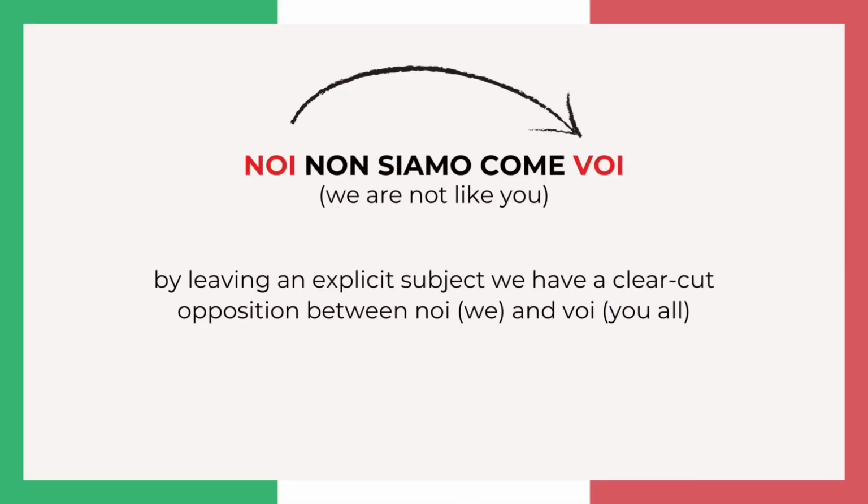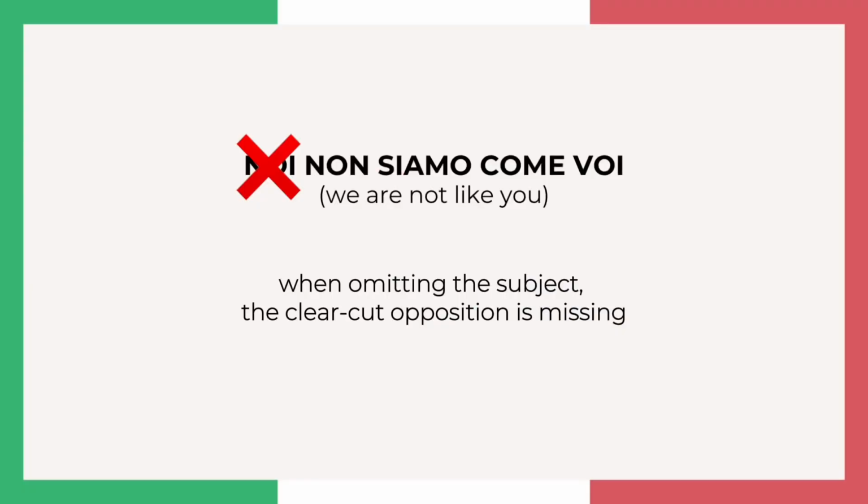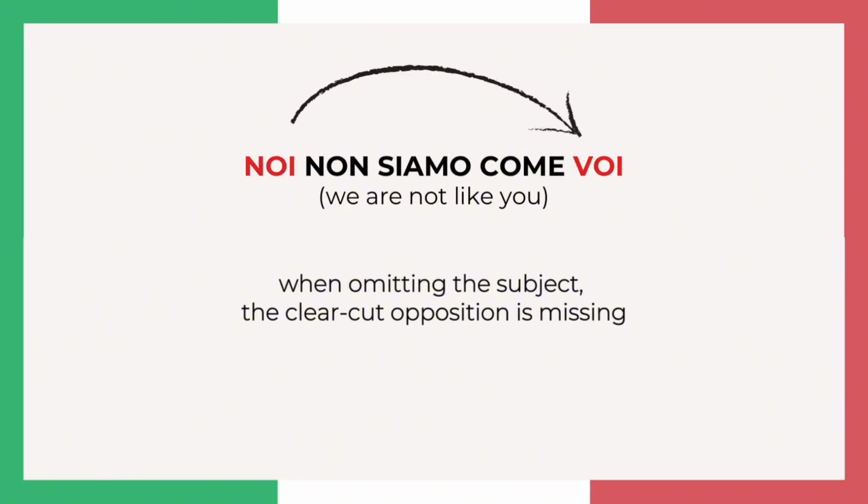We only keep the subject pronoun to convey emphasis. For example, noi non siamo come voi. We are not like you. With the explicit subject, we have a clear-cut opposition between noi, we, and voi, you. Of course, I could also say non siamo come voi, but the first option sounds stronger and more assertive. If you omit the subject in this case, the opposition between noi and voi goes completely missing.